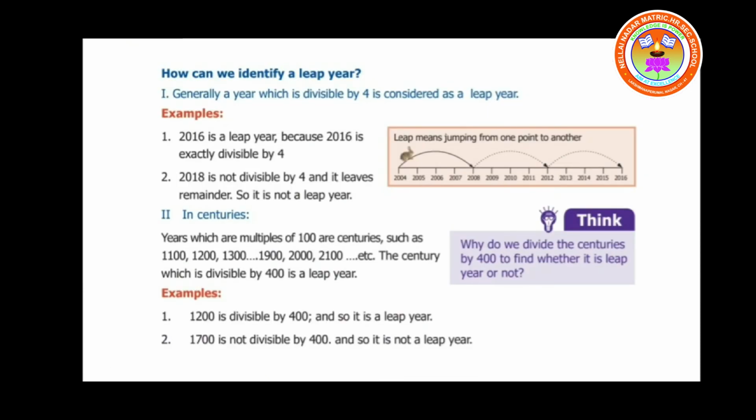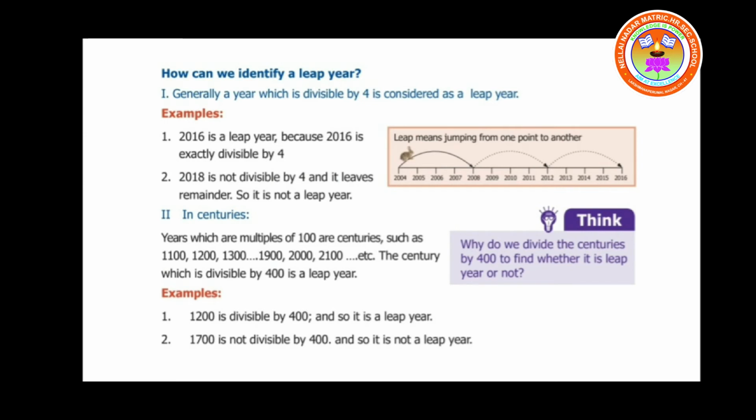Now next, about the leap year. Okay. Generally a leap year is divisible by 4. You know, once in 4 years you get a leap year, that is, in the month of February you get 29 days. So we have to find which one is the leap year. Based on the year division, if it is exactly divisible by 4, then it is a leap year. For example, 2016 you can take, and 2018 is not divisible by 4 and it leaves a remainder, so it is not a leap year.